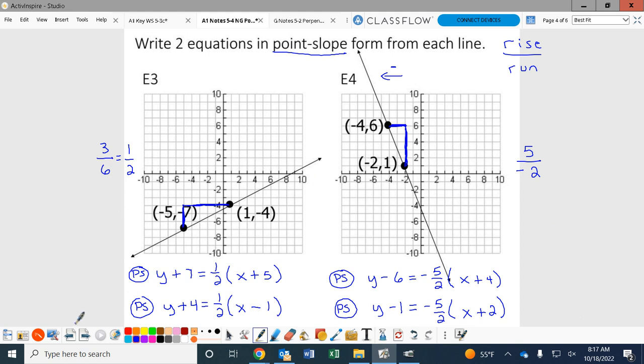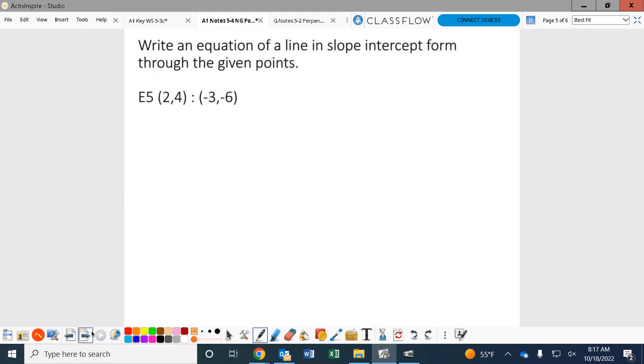Okay, guys. The last type of problem you're going to see is using 2 points, which we've already done. This is actually something we've already done. 2 points to write it in slope-intercept form. But in order to write it in slope-intercept form, you have to start in point-slope. So what we're missing is a slope. So the formula we're going to use for slope is y2 minus y1 over x2 minus x1.